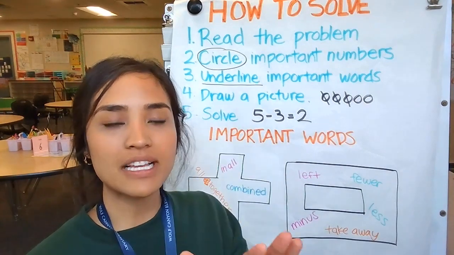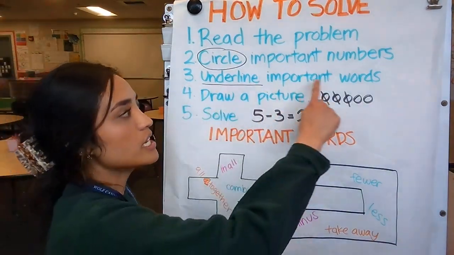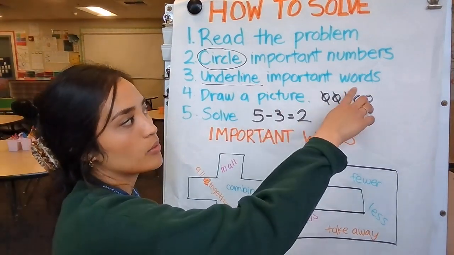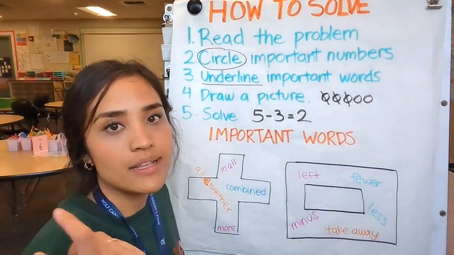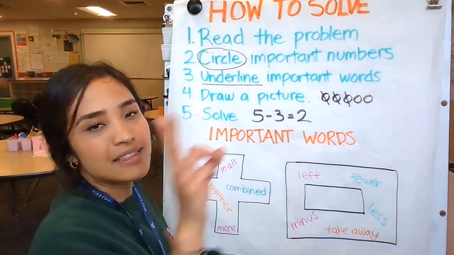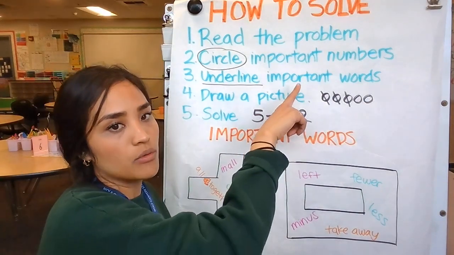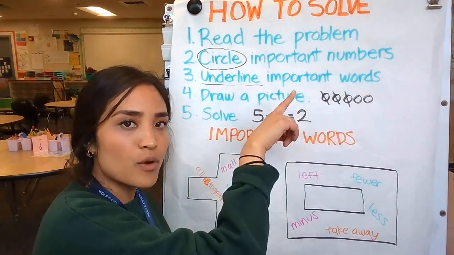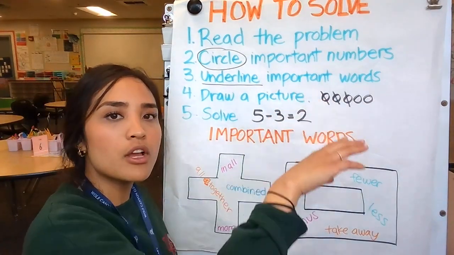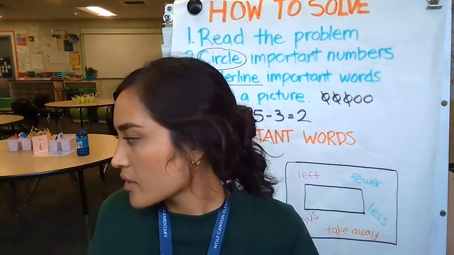I want to make a special note or point out to you that step 3, underline important words, will not always be present, and I'll show you that in a second. Sometimes you can't find these important words, and if there aren't any in a word problem, you're going to have to just picture in your mind what is happening.